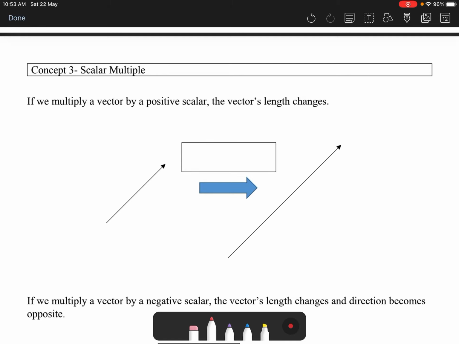The next concept will be called the scalar multiple. And this scalar multiple can help us to determine whether two arrows are parallel or not. Okay, so parallel.